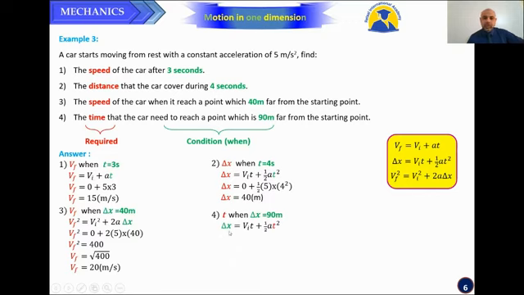Delta x is equal to V initial t plus half at squared. Delta x is 90, V initial is 0, half a is 2.5, t squared is needed, so 90 equals 2.5 t squared. So t squared equals 90 divided by 2.5, which is 36. So t will equal the square root of 36, which is 6 seconds.